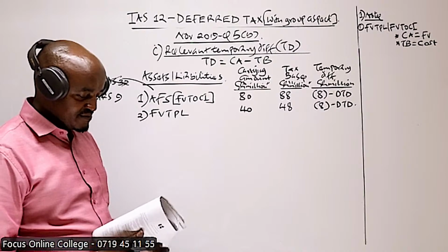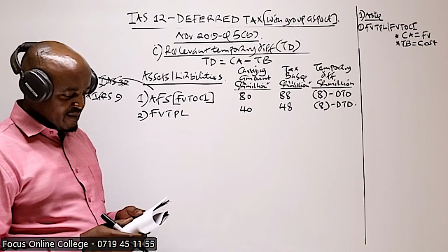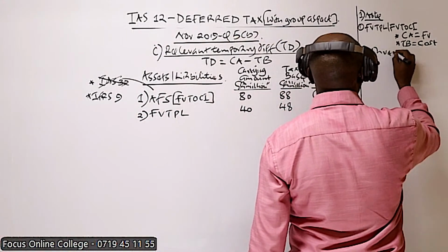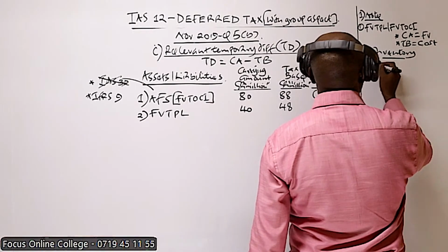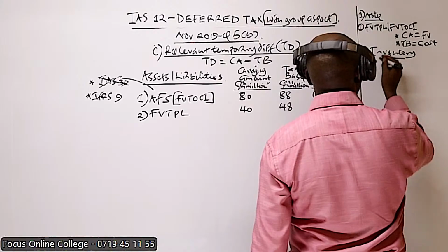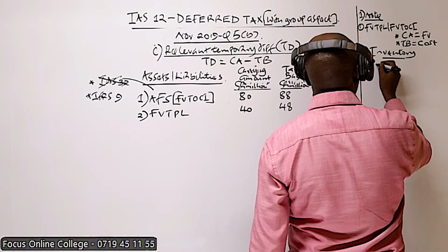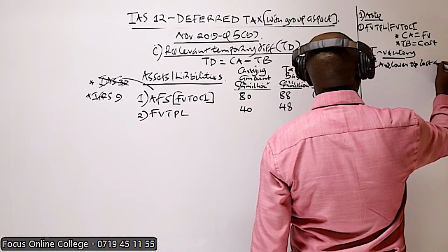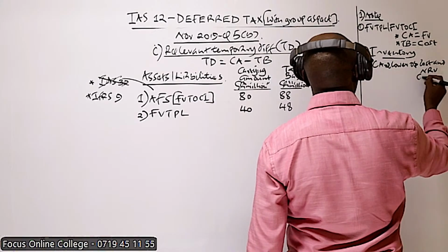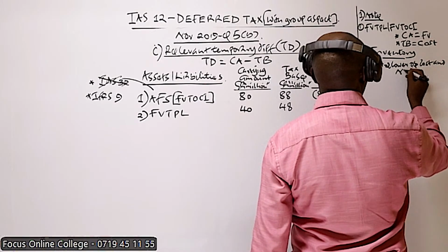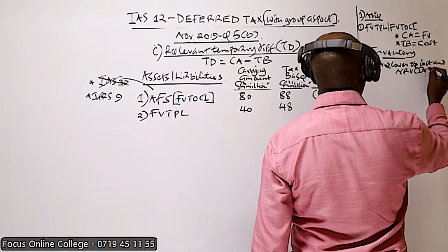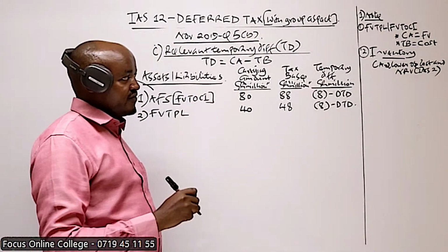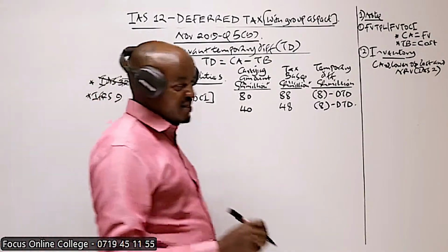Let's move to point number 2. In point number 2, we are given something to do with the inventory. Even before you go through that point, I can also give you a note in relation to the inventory. We know that inventories are the assets held for sale in the ordinary course of business. So the carrying amount is the lower of cost and net realizable value, in accordance with International Accounting Standard number 2. So we record the inventory in the statement of financial position at the lower of cost and net realizable value.